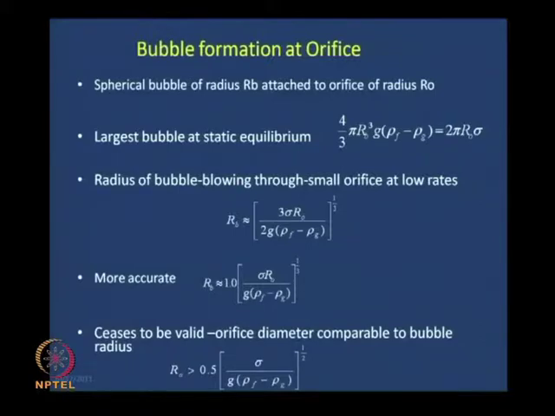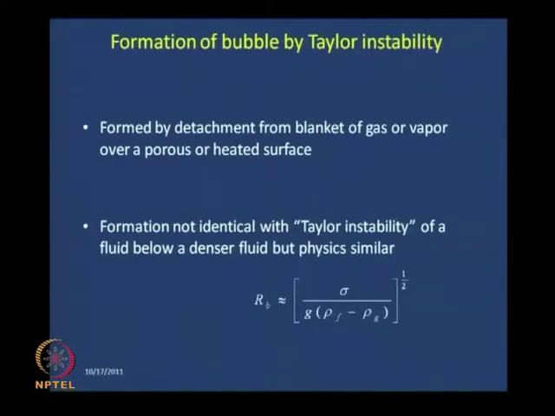Now, what is the next way of forming the bubble? It is by Taylor instability. What is this Taylor instability? Suppose there is a porous cylinder or a porous medium, or maybe a heated surface. Over the heated surface, what happens? There is a blanket of gas or vapor deposited on that surface, and from this blanket the bubbles gradually get detached and start rising in the tube, or in that particular conduit.